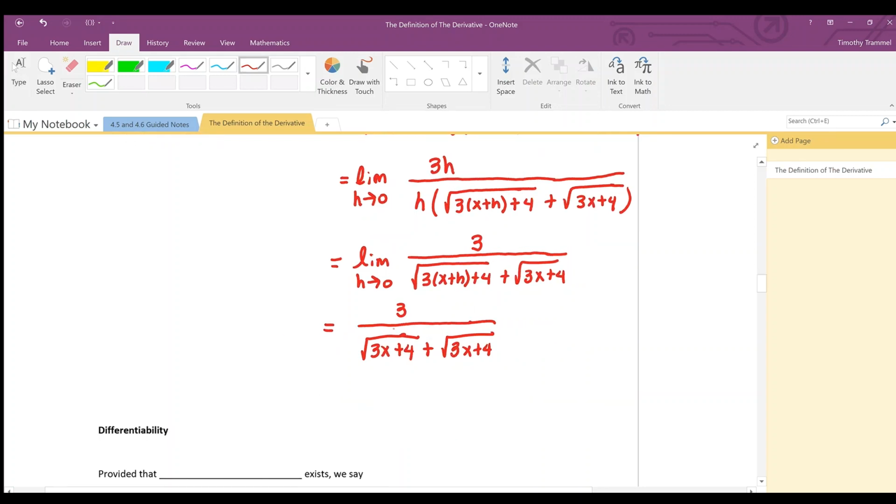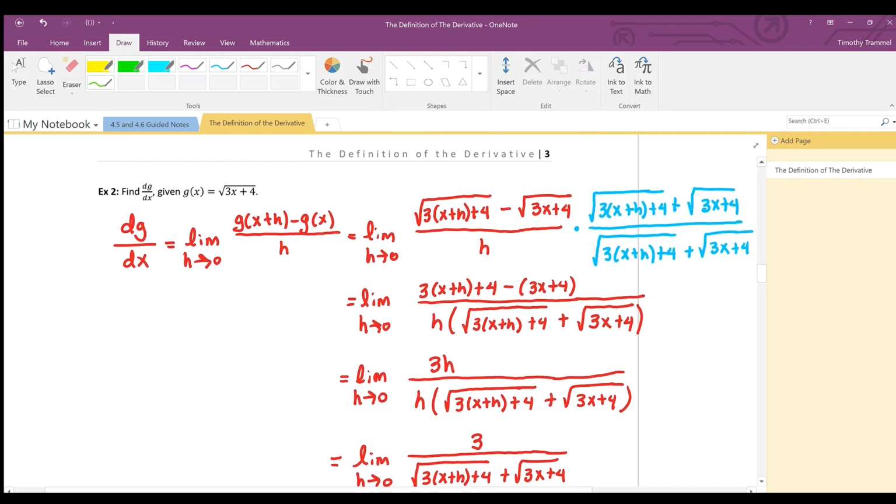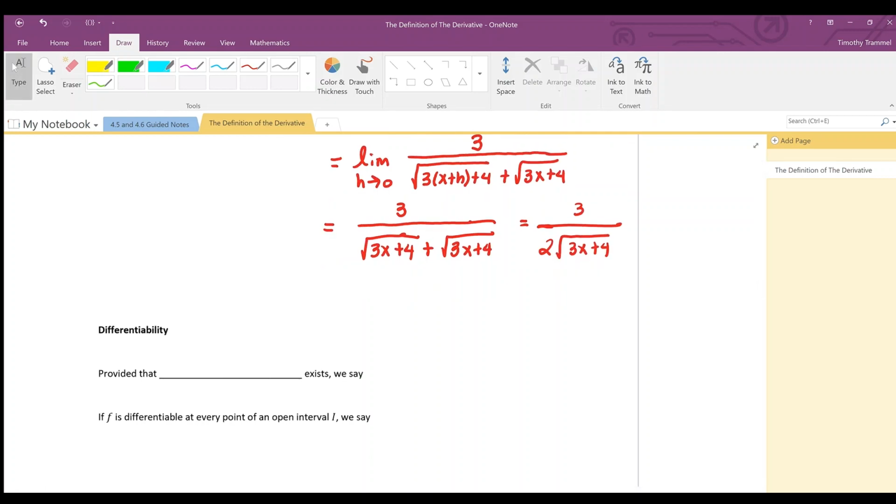And one more step actually. We want to combine these two. We have 2 of them, right? So I'm just going to rewrite our denominator as 2 times the square root of 3x plus 4. Let's write that here. So 3 over 2 times the square root of 3x plus 4. And so this right here is our final answer. And remember, that was all equal to dg dx. Took us a little bit of work to get there, but there it is.